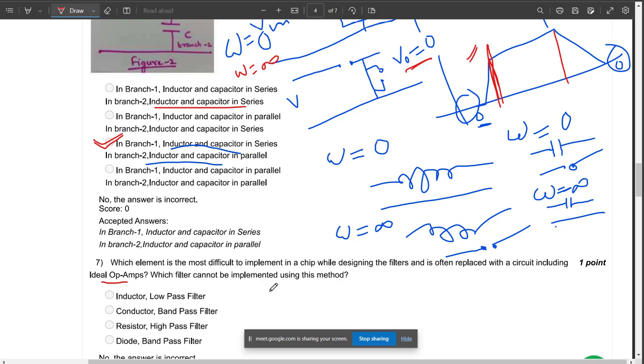Okay, but why is it replaced with a circuit including ideal op amps? I'm not getting your question. Does it mean the inductor equivalent circuit which we designed using op amps must have ideal op amps? Yes, that's why it's tough to implement. Okay.